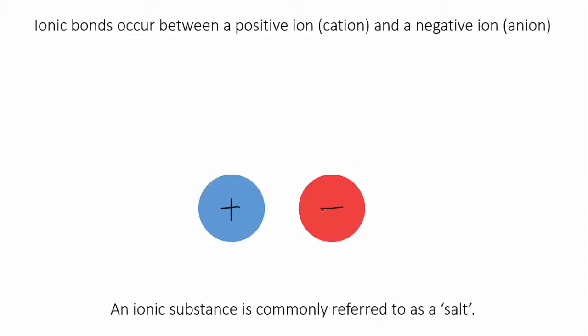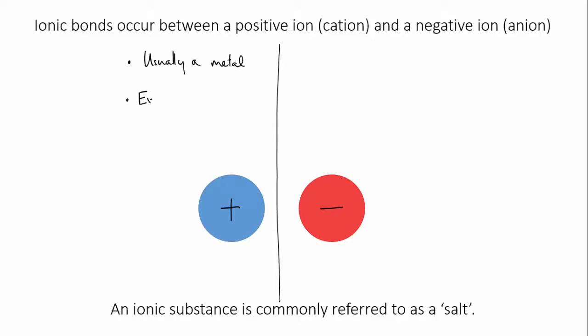Ionic bonds occur between a positive ion, called a cation, and a negative ion, called an anion, because of the electrostatic attraction between the opposite charges. An ionic substance is referred to as a salt. The cation is usually a metallic ion.